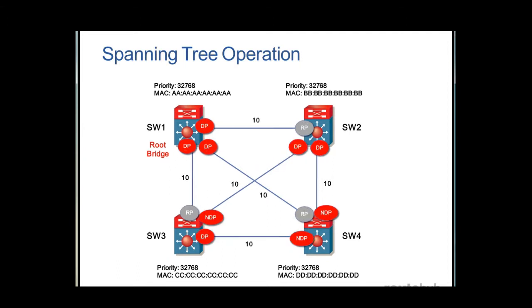We can do the same for the other segments, the segment here and the segment here, to determine the designated ports and the non-designated port. So for example, between switch 2 and switch 3, which one has the lower bridge identifier based on the MAC address? Well, that would be switch 2. This is a lower MAC address compared to this for switch 3. Therefore, this will be the designated port and this will become the non-designated port.